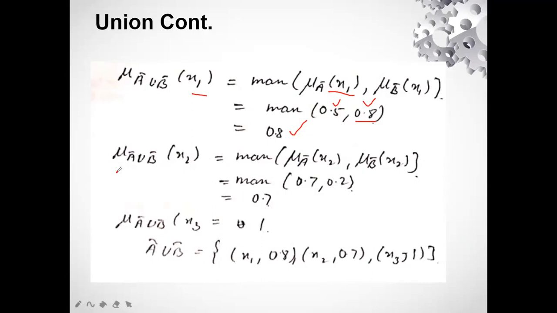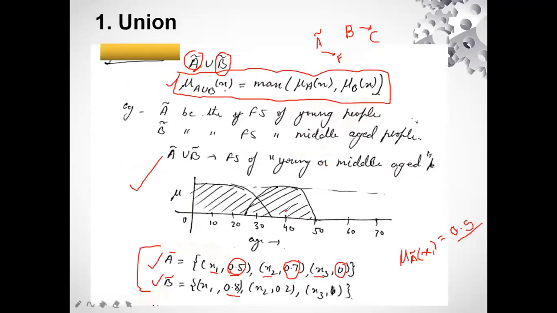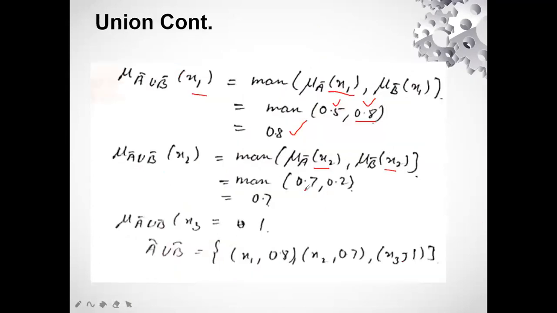Now I'm going to do the same thing with the x2 element, that is mu a bar union b bar x2. The formula is the maximum of mu a bar x2 comma mu b bar x2. Now I'm going to put in the values. For mu a bar x2 it is 0.7, and for mu b bar x2 it is 0.2. So I'm going to write 0.7 and 0.2. Among these, which is maximum? Obviously, this one is maximum, 0.7. So I'm going to write here 0.7.